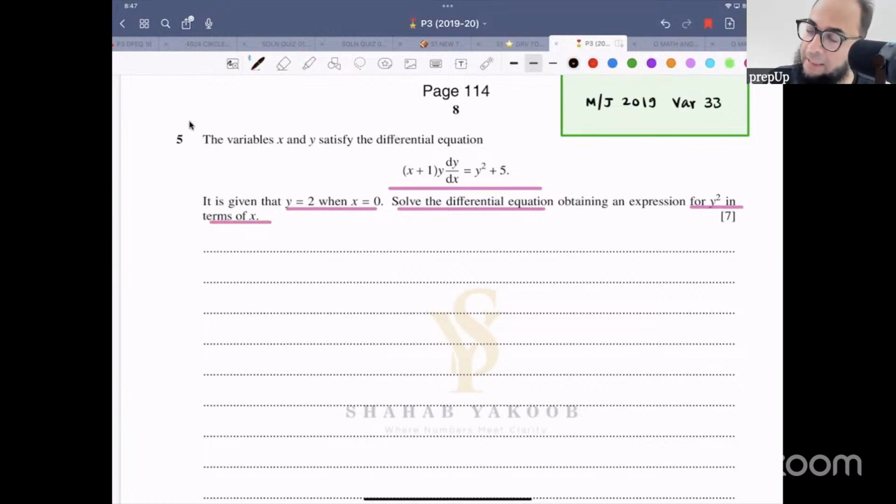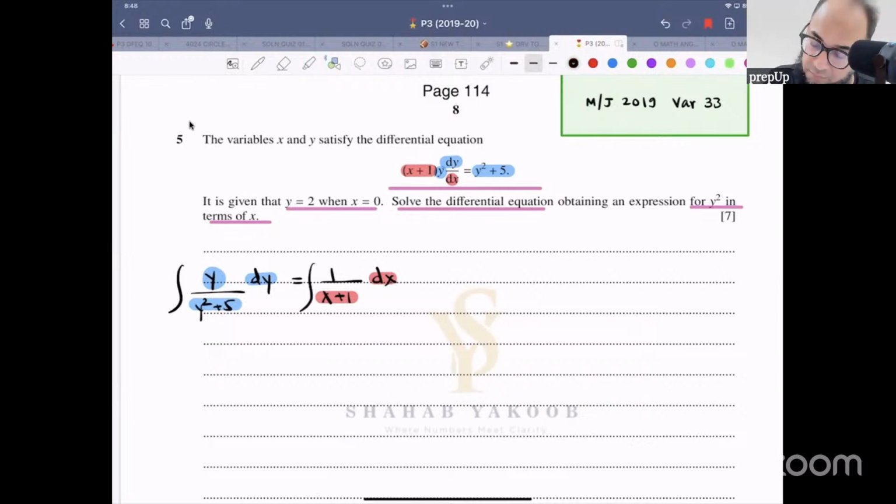Now, first of all, x plus 1 should be taken to the other side. So y dy over y squared plus 5 equals 1 over x plus 1 dx. So let me just double check. Over here, this is x plus 1. This goes with dx. x plus 1 goes down, dx goes up. And then we have dy, we have y, we have y squared plus 5. So this is y, this is dy, this is y squared plus 5. All good, all clear.